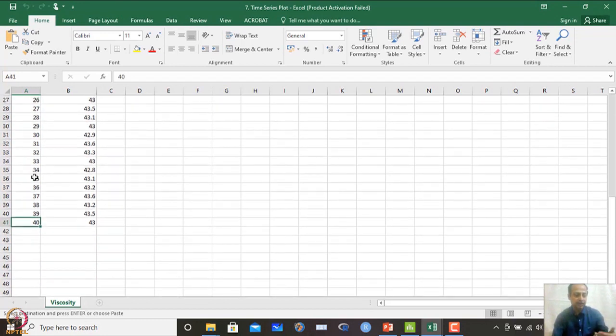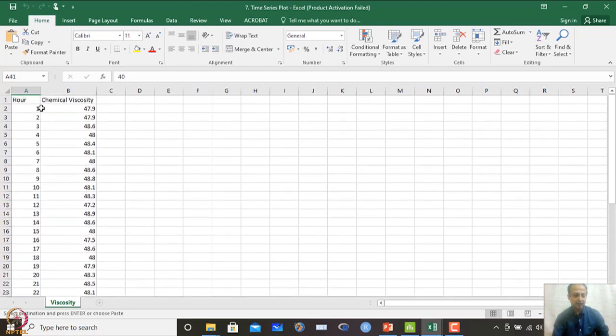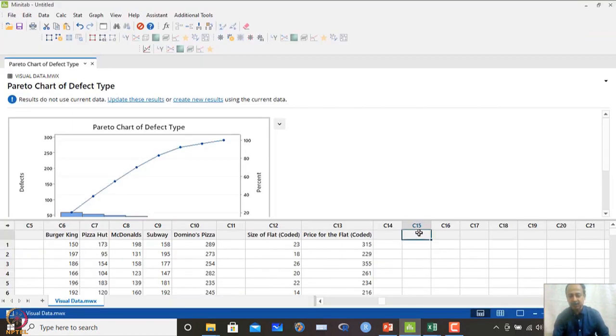The 40th observation is the latest information that I have over here, and the first information was taken at hour one. These are coded hours. You start the process and in the first hour you have recorded this viscosity, in the second hour you have recorded this viscosity, 47.9, like that.